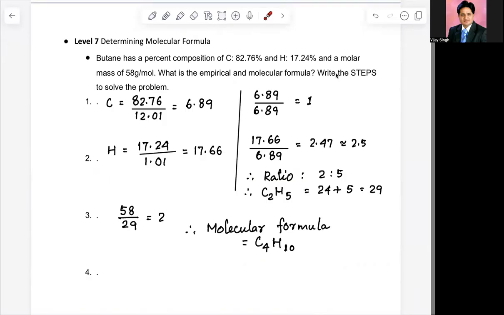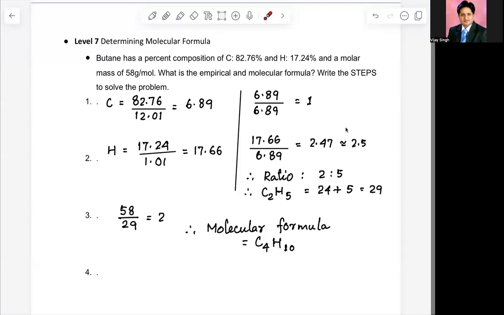Your question is: butane has a percentage composition of carbon 82.76%, hydrogen 17.24%, and a molar mass of 58 grams per mole. What is the empirical and molecular formula? Write the steps and solve the problem.